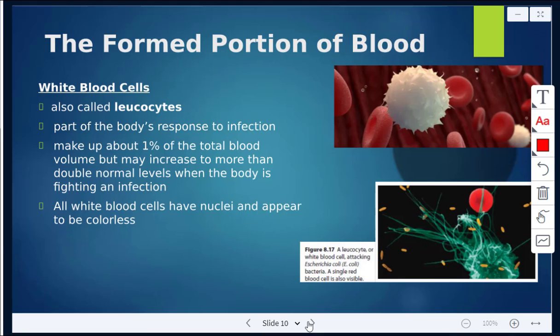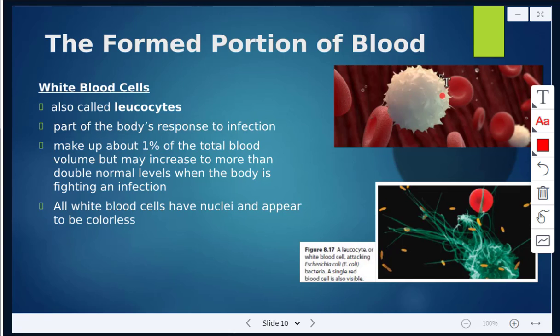Okay, next we'll look at white blood cells. White blood cells are also called leukocytes. All right, make sure you are familiar with this term as well. So white blood cells are called leukocytes. They are part of the body's response to infection. They make up about 1% of the total blood volume, but they may increase to more than double normal levels when the body is fighting an infection. All the white blood cells have a nucleus and they appear to be colorless.